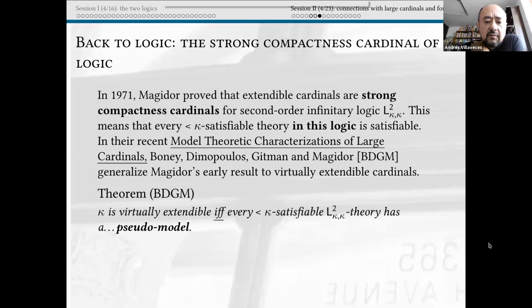So in the recent model theoretic characterizations of large cardinals, I don't know if it is still in a preprint form, is that the case, Vika? Yes, okay. I have an updated draft, but I am waiting on my co-authors. Okay, because I wanted to put here 2020 or 2021, and then I realized that it is still a preprint.